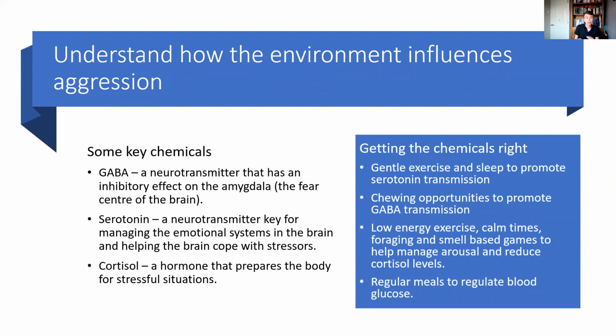So some key chemicals to think about in terms of aggression are firstly something called GABA, which is gamma aminobutyric acid, which is a neurotransmitter in the brain, which has an inhibitory effect on the fear center in the brain called the amygdala. So there's this little center in the brain. It's very, very small. It looks like an almond, and it's really key for responding fearfully. It's the part of the brain that when we see a lion running towards us or something scary happening, that lights up and lets us know that we need to do something about this. We need to run away or try and fight it. It's that part of the brain.